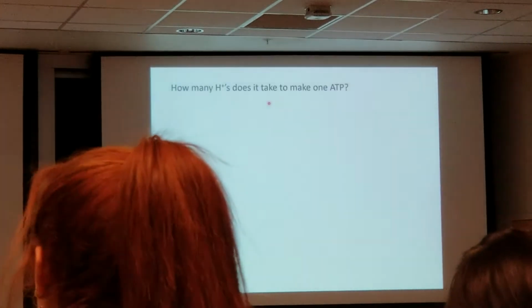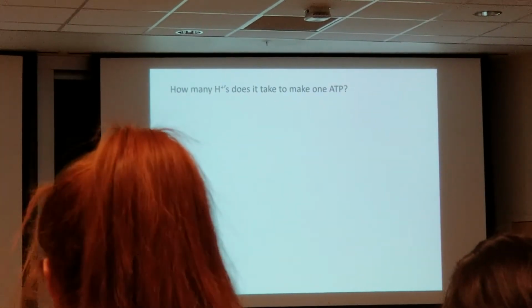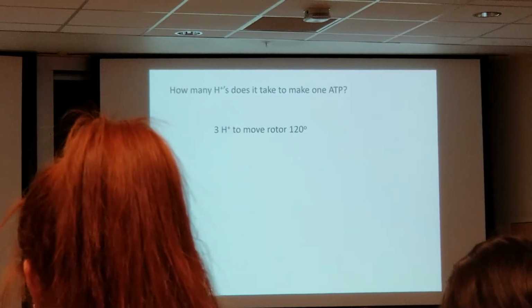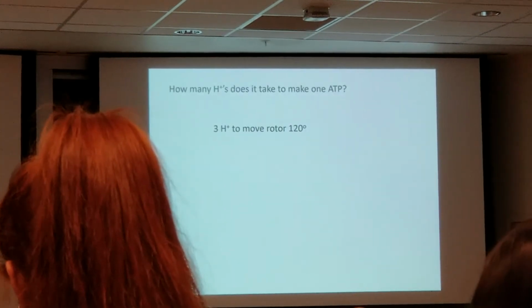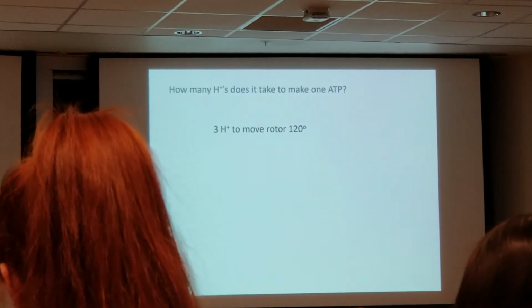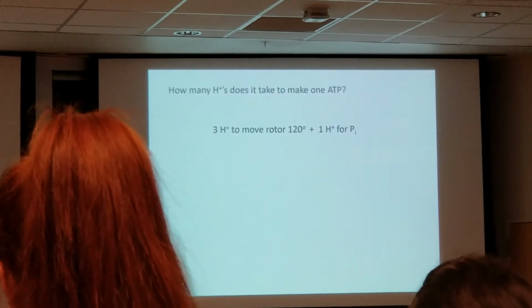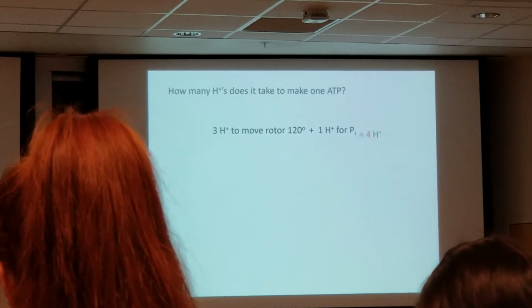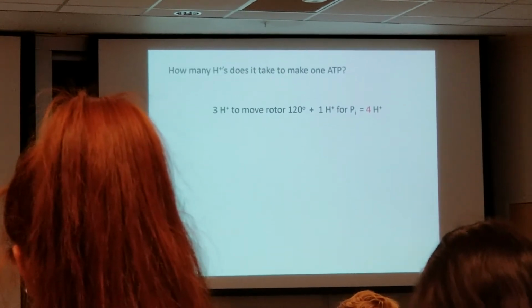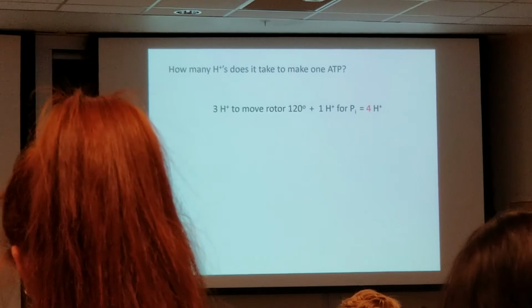So that comes then, we come to this question, how many protons does it take? Well, as I just said, 3 to move that rotor, the gamma subunit, 120 degrees, plus the 1 to bring in the phosphate. So it's going to cost you 4 protons to make 1 ATP.